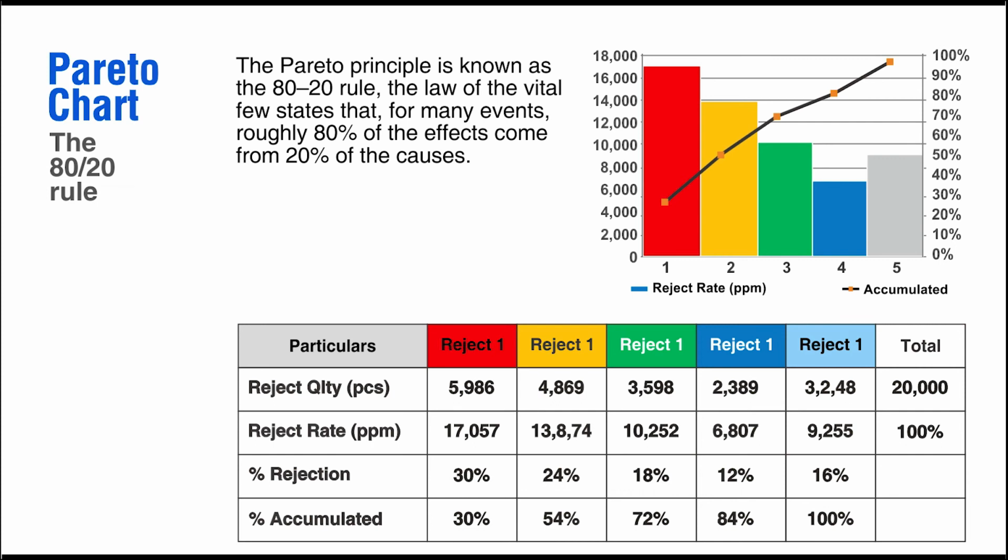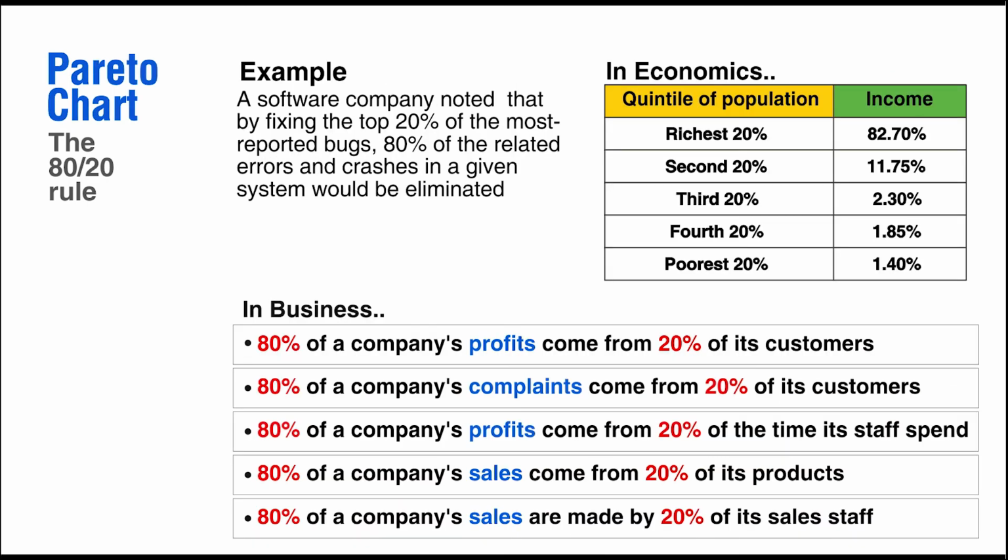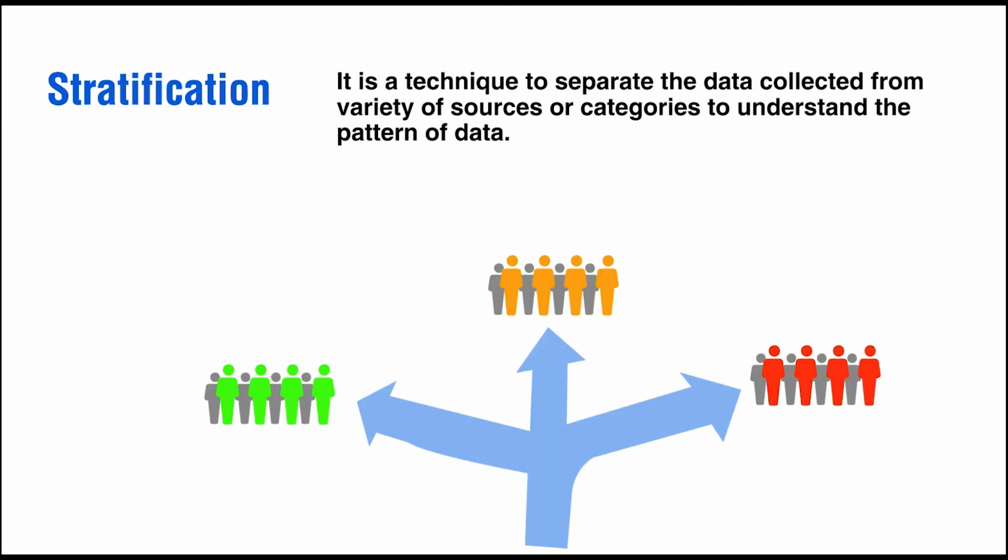The law of vital few states that for many events, roughly 80% of the effects come from 20% of the causes. Here is an example: a software company noted that by fixing the top 20% of the most reported bugs, 80% of the related errors and crashes in a given system would be eliminated. It is a technique to separate the data collected from a variety of sources or categories to understand the pattern of data.